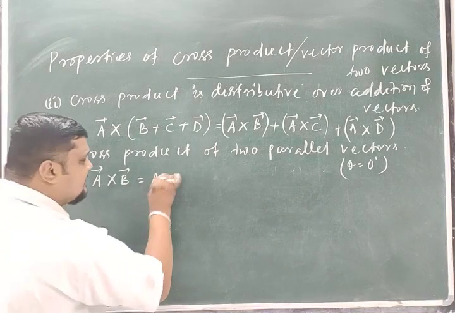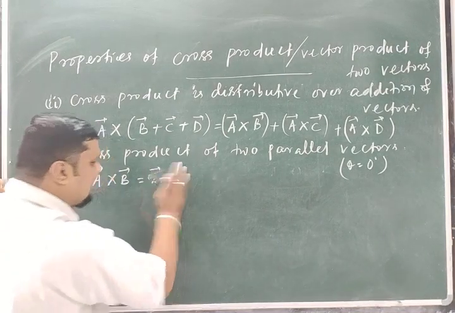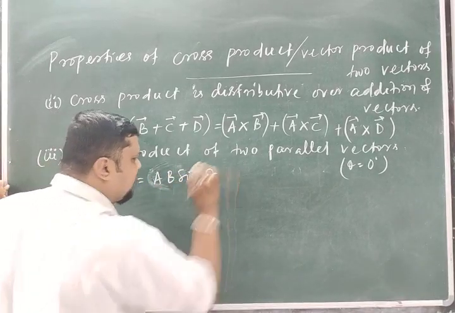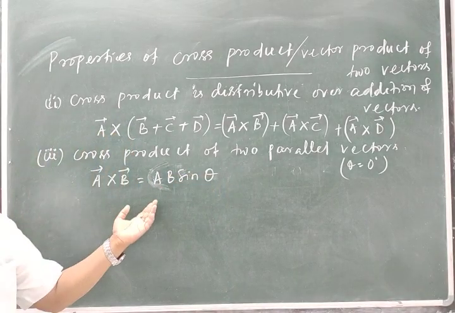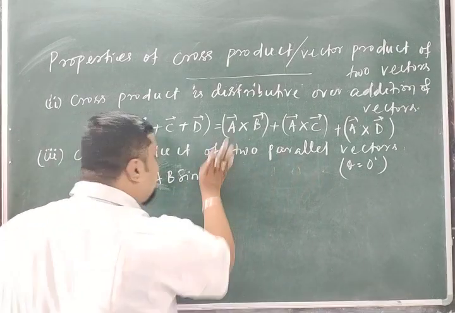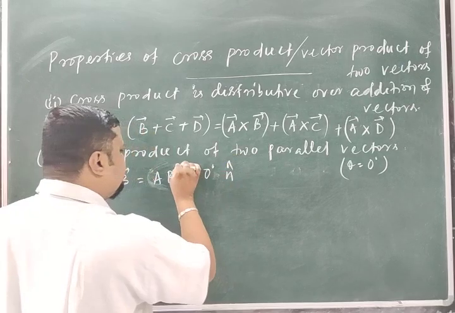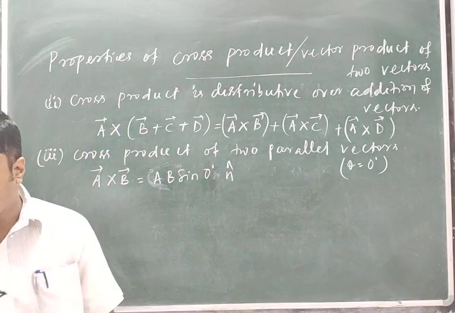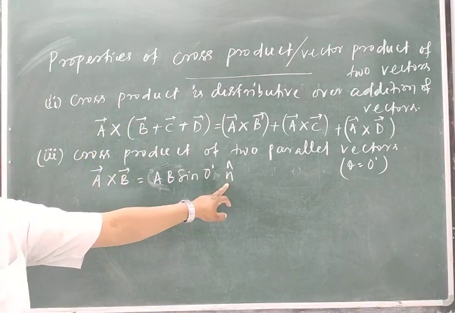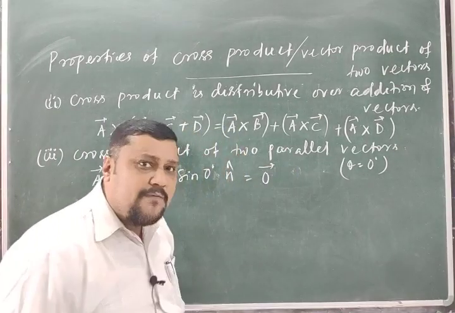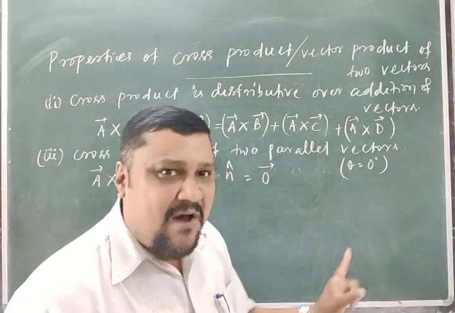A cross B means magnitude of A, magnitude of B, sine of the smaller angle. Suppose theta is the angle between A and B. So here theta is how much? 0. So here I will write 0, and n cap. What is sine 0? Sine 0 is 0. 0 into n cap multiplied. So this is called a null vector.